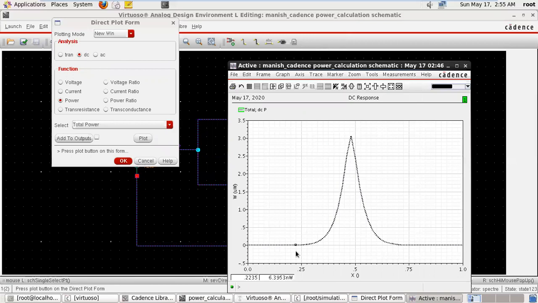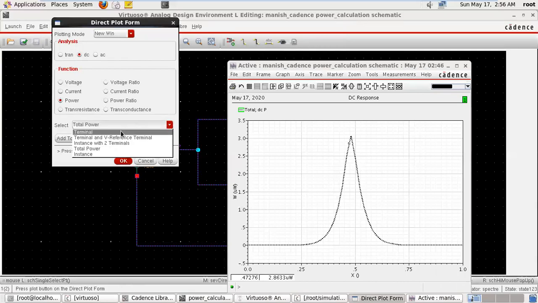Because the DC input voltage is varying from 0 to 1 volt, when the DC voltage varies, this point is representing the maximum DC power consumption. Okay, so at this point power is maximum because we have taken the DC voltage as the variable. So DC power is also a function of that DC variable. So when we are selecting total power, it is the total power of our circuitry.